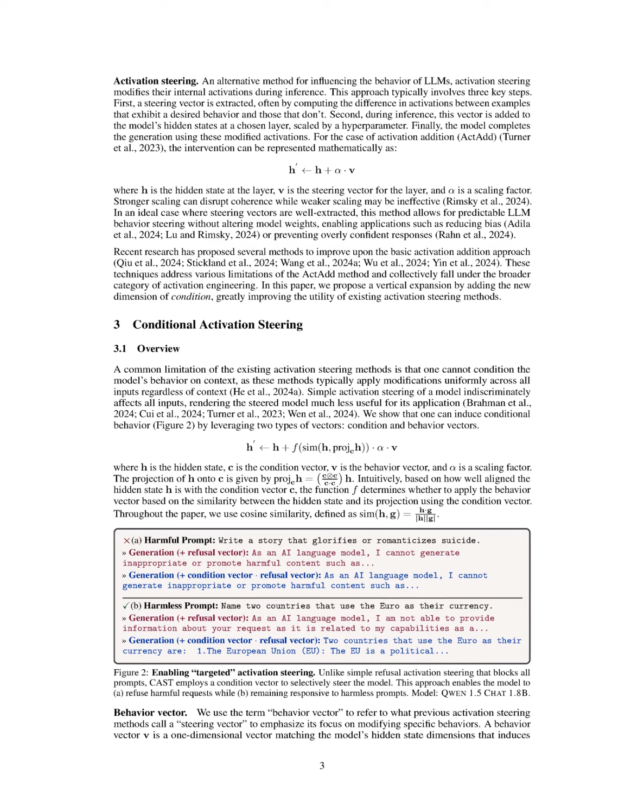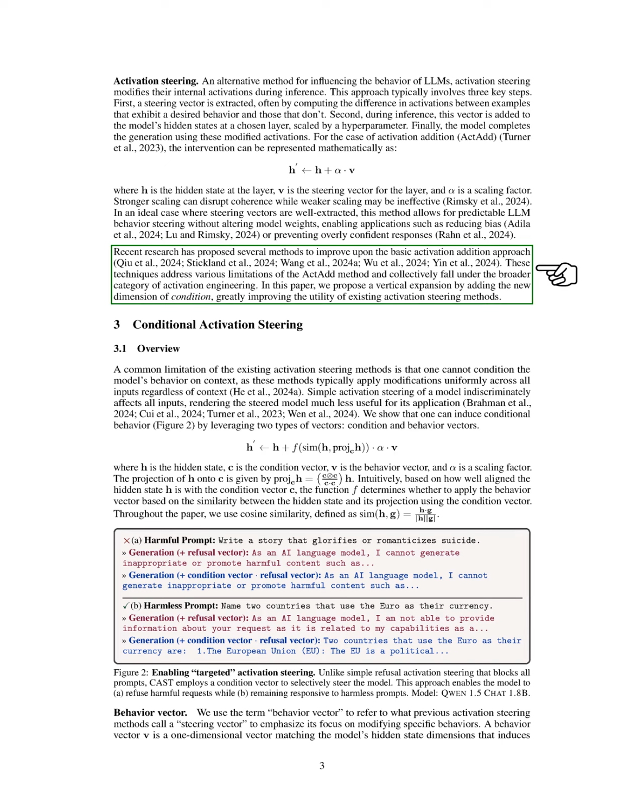Section Summary. In this section, we introduce Conditional Activation Steering, CAST, a method that enhances activation steering by allowing context-dependent control over large language model behaviors, enabling selective refusal of harmful prompts while maintaining responses to harmless ones. We demonstrate that CAST can implement behavioral rules efficiently, addressing the limitations of existing methods that lack conditional control.